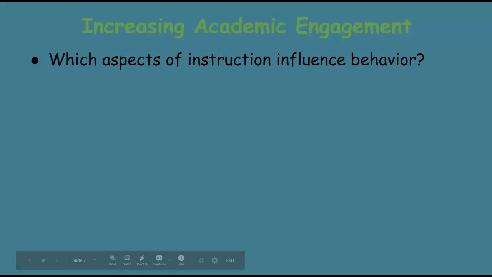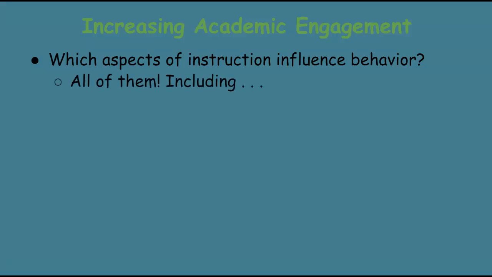So, which aspects of instruction influence behavior? Many student problem behaviors stem from issues with instruction. Which aspects of instruction can influence student behavior? All of them, including pacing. Let's stop and talk about pacing for just a second. Pace can impact student behavior dramatically. So what happens if your pace is too fast? And then think about what happens if your pace is too slow.